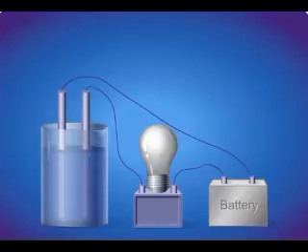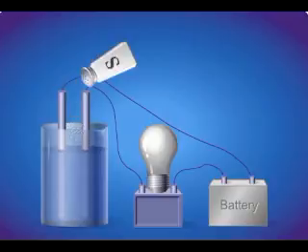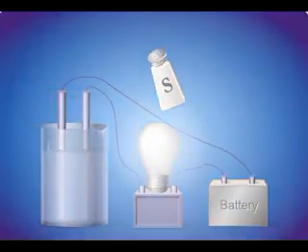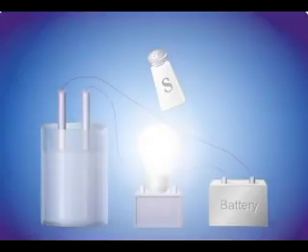Sodium chloride, NaCl, is a soluble salt that is assumed to completely dissociate into ions. NaCl is a strong electrolyte when dissolved in water. The solution contains a large number of ions, and the light bulb is brightly lit.